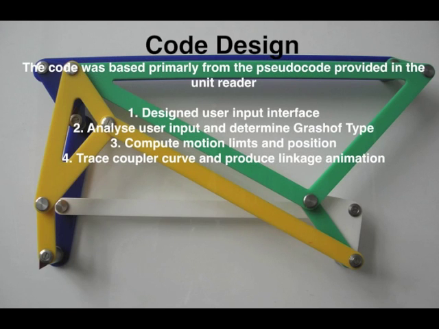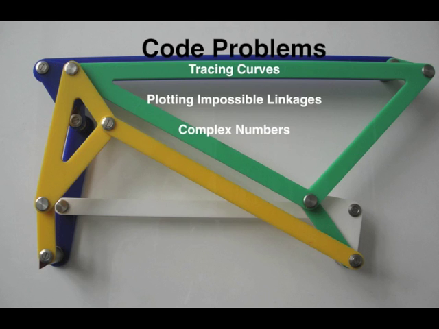Code was based on the pseudocode and the course reader mathematic equations. First step was to create the input interface, second step was to create the Grashof analysis scripts, third step was to create the motion limits and error messaging, and the fourth step was to create the coupler curves and linkage calculation scripts. Despite this, we still had issues with tracing curves, plotting impossible linkages, and also with complex numbers ruining our script.